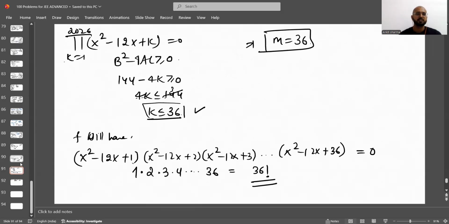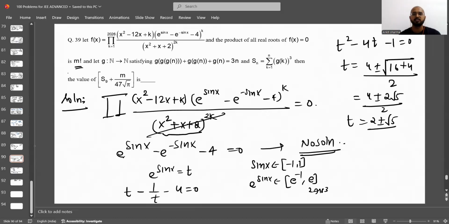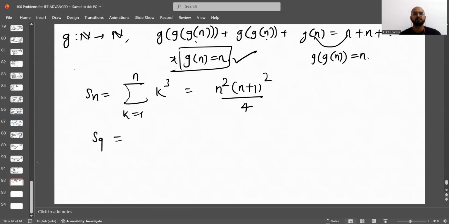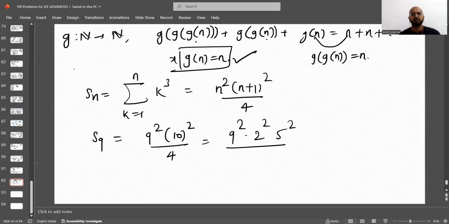If I have this g of n, then what is pending there? S_a is the sum of g of k cubed, sigma k is equal to 1 to n, so simply k cube, which is n square into n plus 1 square by 4. So this is my S10. I want S9. S9 will be 9 square into 10 square by 4. This is 9 square, and 10 can be written as 2 square into 5 square over 4. These two go away, and we get 5 into 9 is 45 square, which turns out to be 2025.